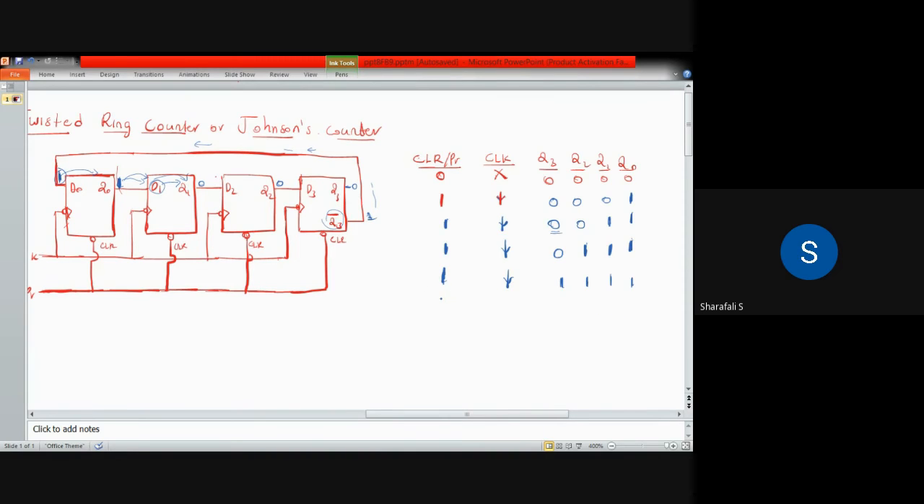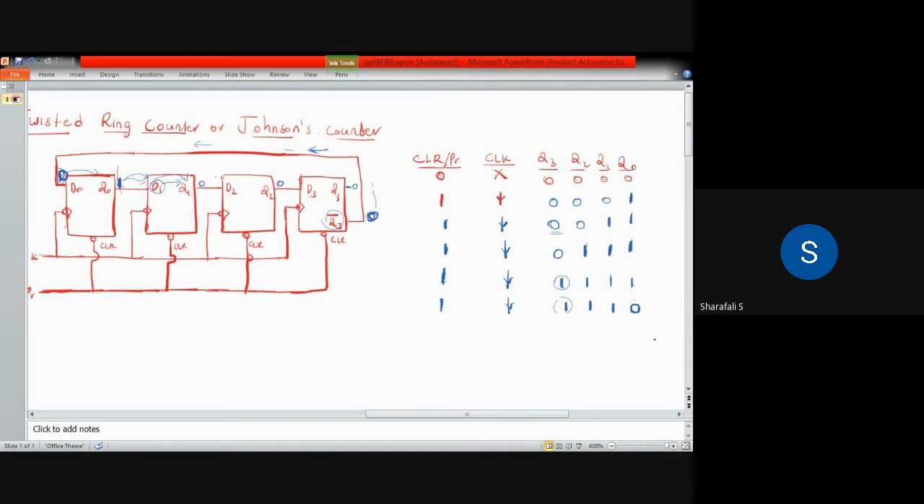Now, if you further move, then we'll be having the next clock pulse edge. At this moment, your Q3 is now 1. So Q3 bar is 0. So this 0 will be shifted to this D0. So for the next clock pulse, Q0 will become 0, and all other values will be 1. And this 0 will be shifted. So still Q3 is 1.